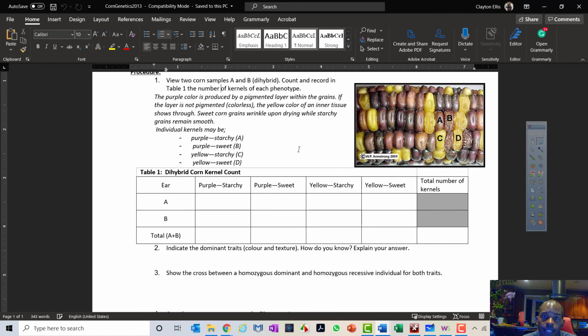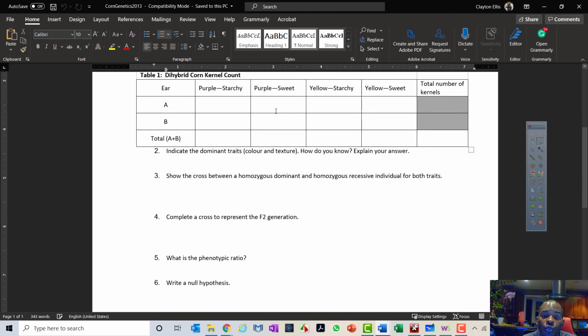Cohort A, you've done the 2-trait problem. Cohort B, we haven't done the 2-trait problem. So this gets a little bit more difficult for you. So I'm telling you what the ratio is. It's 9 to 3 to 3 to 1. 9/16 over 3/16 over 3/16 over 1/16. That's what we expect. But when you count the corn, you'll probably get something else.